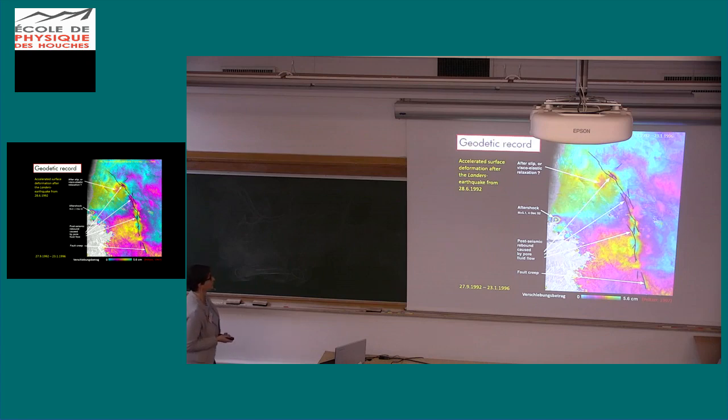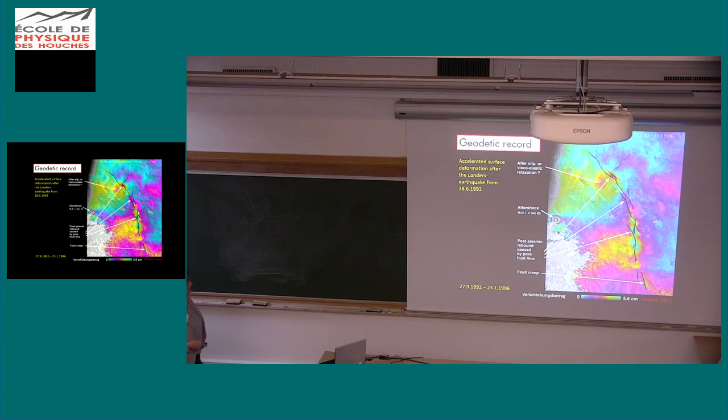For example, we have the geodetic record where, after a major earthquake, we see accelerated surface deformation. Several things are discussed as possible reasons for this accelerated surface deformation following a major earthquake. That is here from Pelzer, 1997, for the deformation after the Landers earthquake, which happened in June 1992.